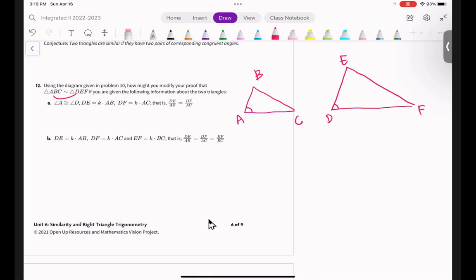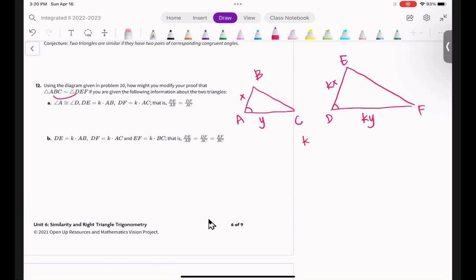So we're trying to prove that they're similar. DE is K times AB. So I'm going to make AB X. So this is KX. And DF is K times AC. So I'm just going to make this Y. So that's KY.